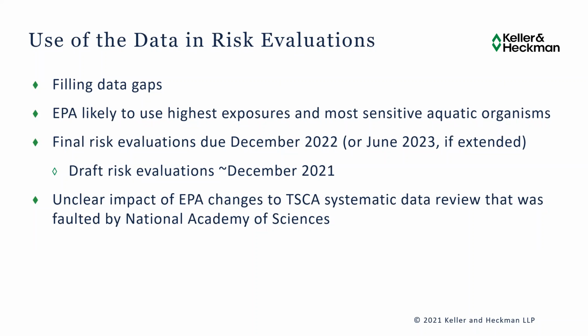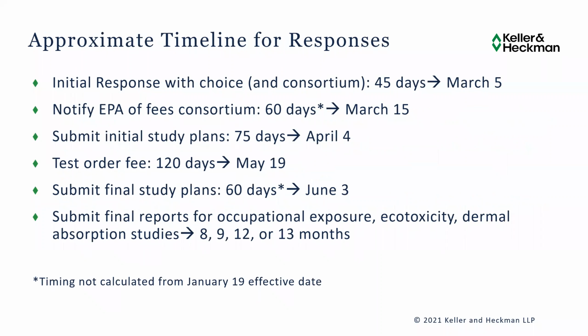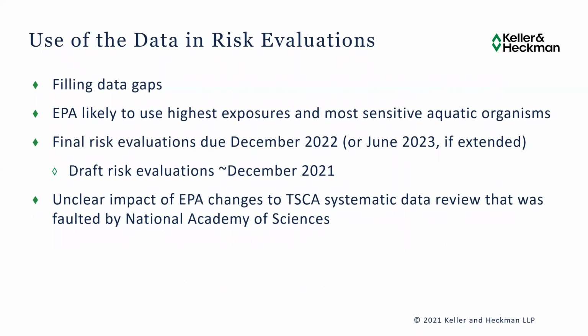The final risk evaluations for these 9 substances are ongoing, and those are due December of 2022, 3 years after these substances were designated high priority. EPA does have the option to extend for 6 months. So that would potentially take us out to June 2023. But if you think back to the timeline for these final reports, which are up to 12 or 13 months after the effective date of the order, so that would be January of 2022.